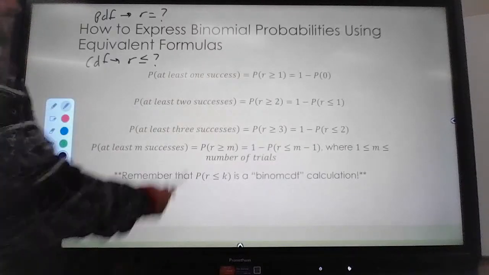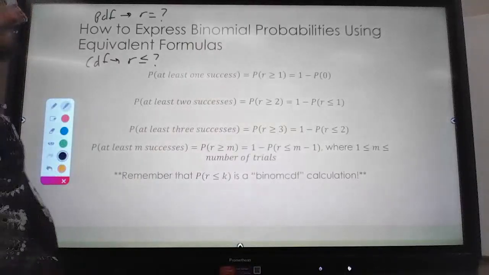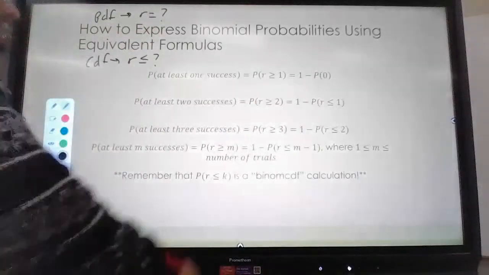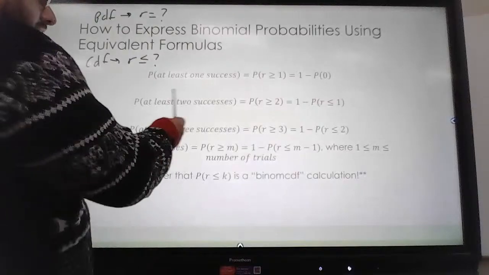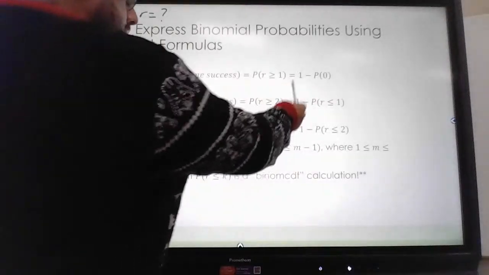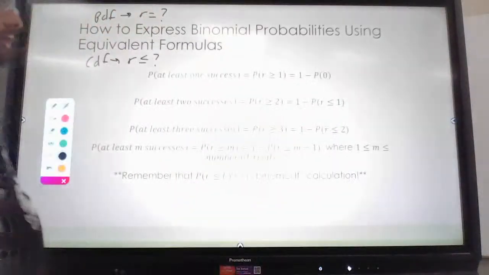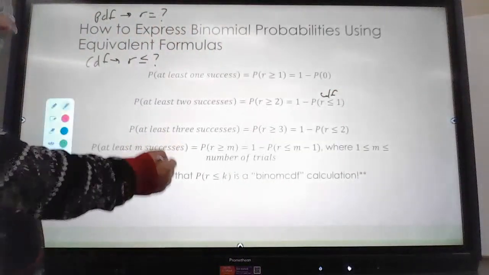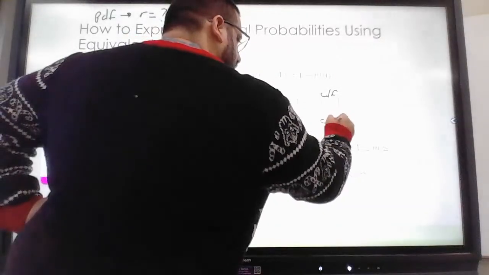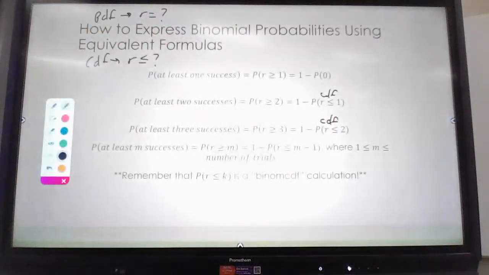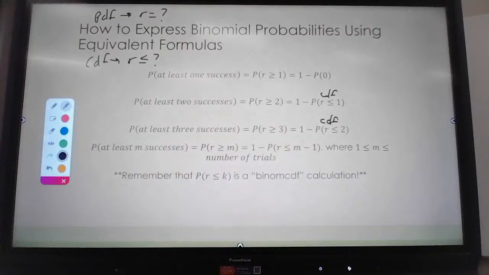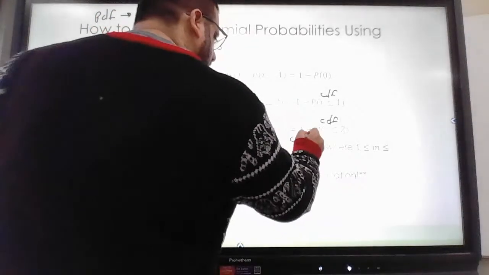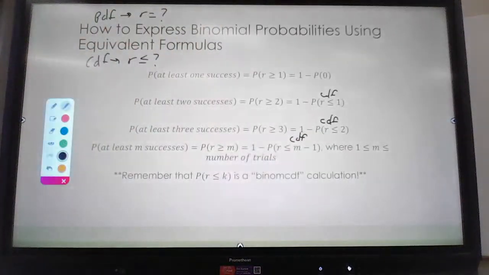So for example, if I'm looking for the probability of at least one success, that's 1 minus P of 0, because that's r greater than or equal to 1. At least 2 successes, r greater than or equal to 2, so that's 1 minus P of r less than or equal to 1. That's a CDF using 1. At least 3 successes, again, this is a CDF with 2. And then if I want at least m successes, then just subtract 1 from m, and use less than or equal to on a CDF. So that's using a CDF, okay?